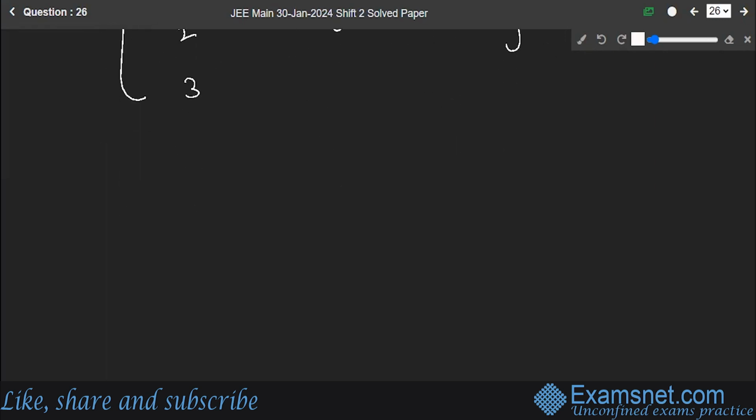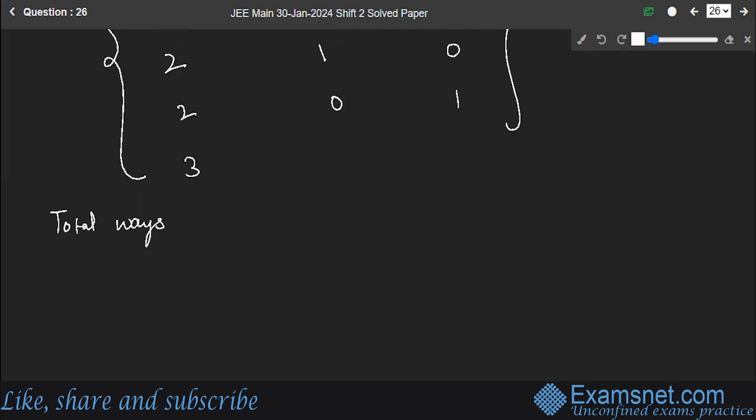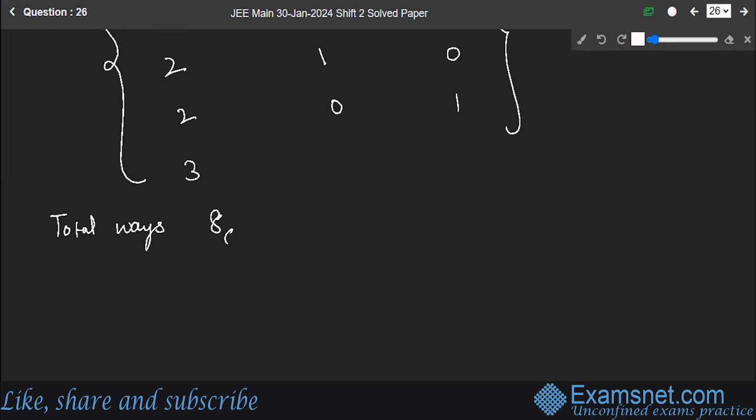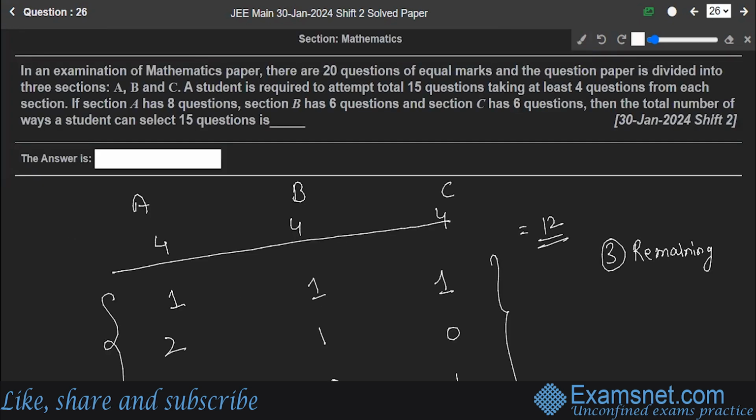Now let's check how many ways it can be done. Total ways will be given by: from the A section, you are selecting 5, B 5, and C 5. This is for A, this is for B, and this is for C section. So from A you are selecting 5, B you are selecting 5, and C also you are selecting 5. Plus, from A you are selecting 6, from B you are selecting 4, and from C you are selecting 5.